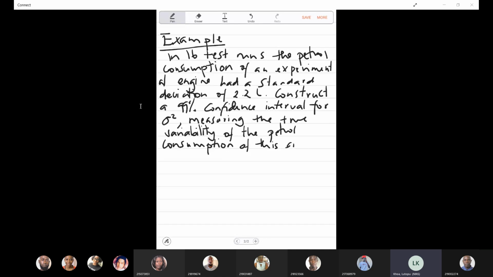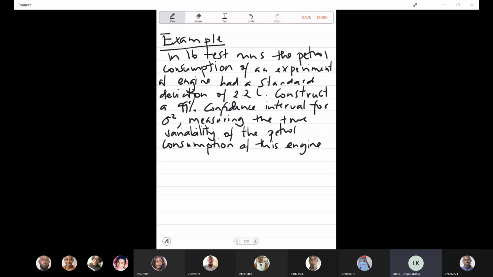Of this engine. Okay, right. So with questions like this, we assume that the sample is normally distributed. But again, the reason we're not using a Z or a T is because we're not dealing with the mean or the proportion. Those go with the mean and the proportion. But with variance, we deal with a chi-square.